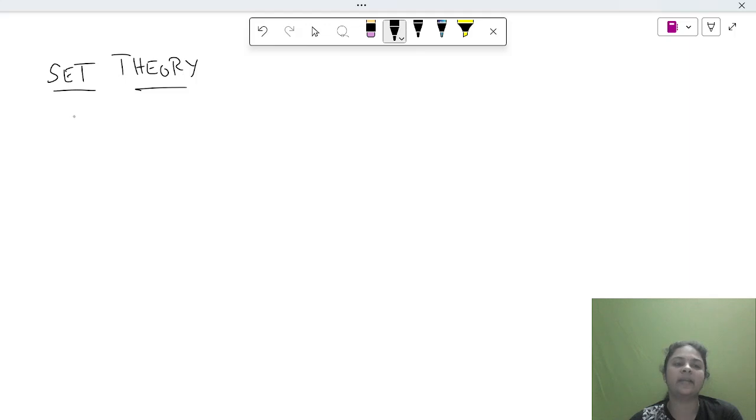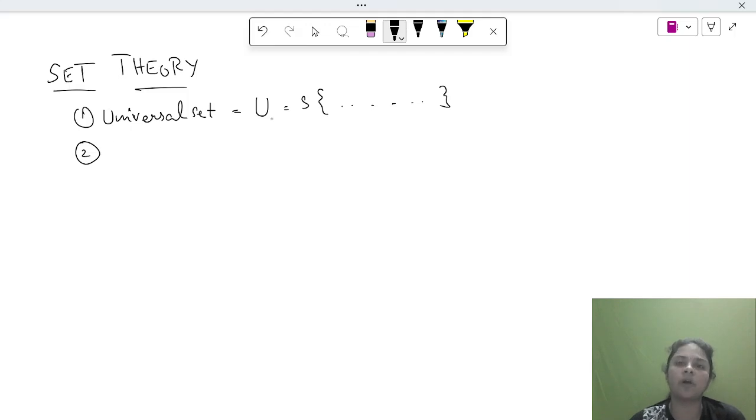So set theory, first let's understand certain terms. What is a universal set? A universal set is represented by U, which is a set of all the possible solutions.